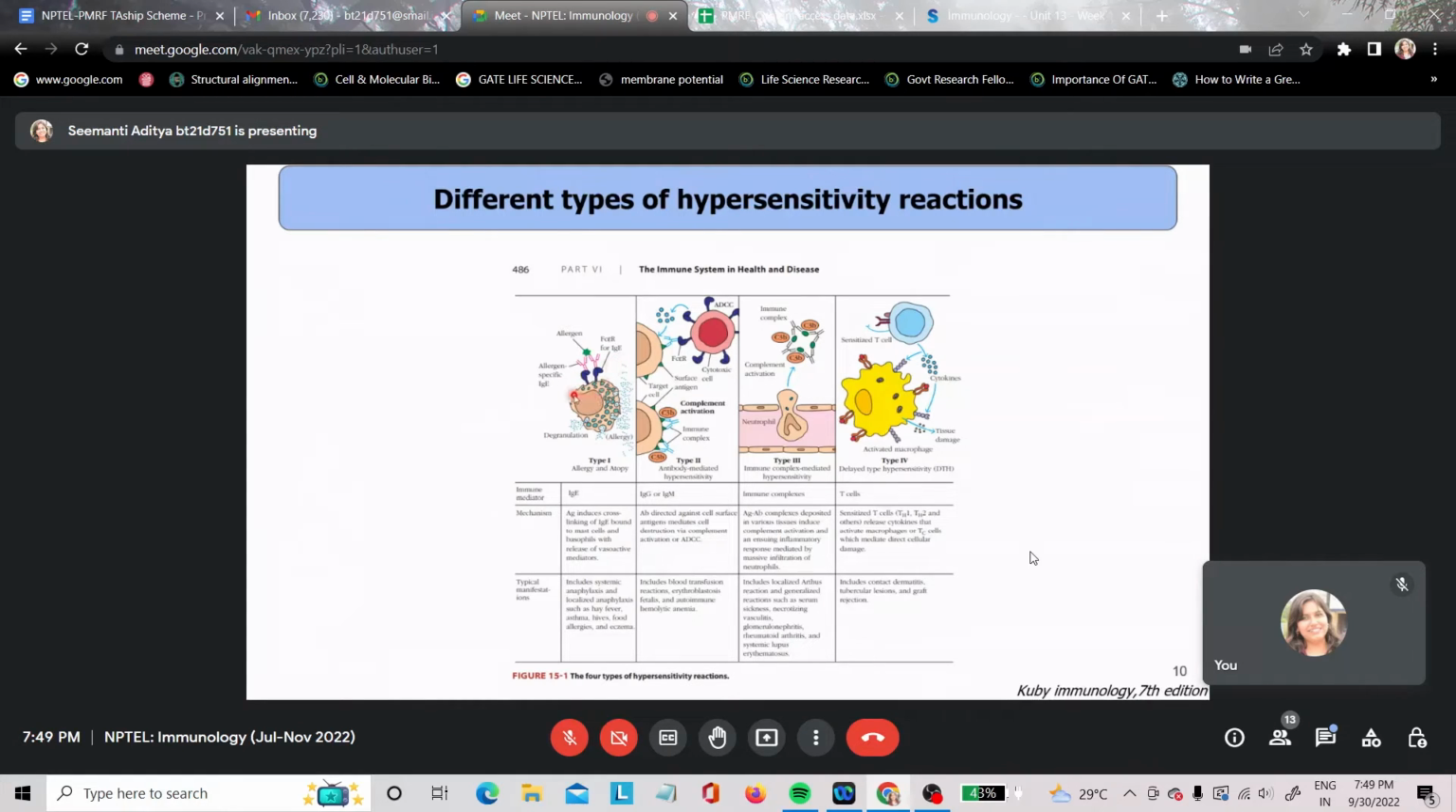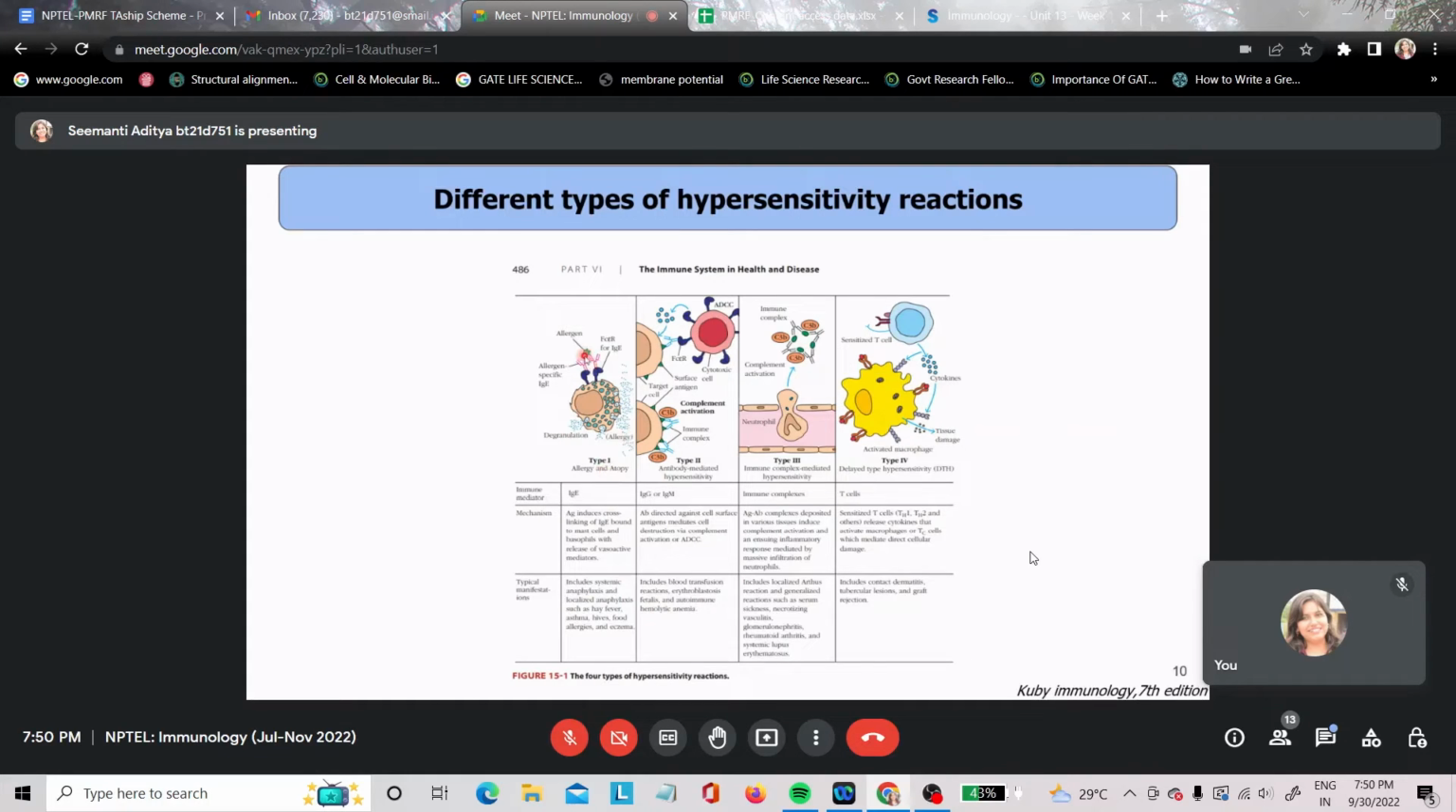This IgE molecule will go and bind to different mast cells and basophils, and cause degranulation. Degranulation means it is releasing all the granules of histamine, prostaglandin and leukotrienes. All these molecules are associated with inflammatory responses and allergic responses. And so IgE will mediate this kind of response.